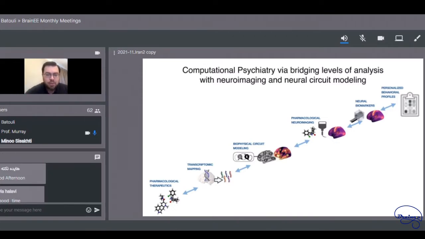What I'm going to be talking about is how we can use computational models of biophysical brain circuits to try to bridge from the microcircuit level up to systems, how we can test these at the systems level effect with neuroimaging and with pharmacological neuroimaging, and connect that to disease-related biomarkers and individual variation in symptoms. And that part I won't talk about today, but this is the vision of how we can use different types of data and how we can use computational approaches to try to bridge across levels of analysis.